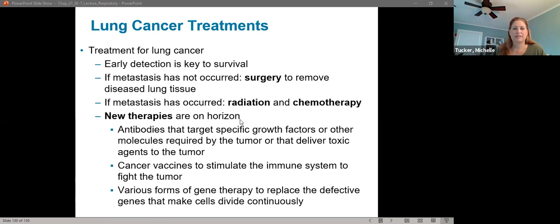Lung cancer treatments: early detection is the key to survival. Possibly surgery, radiation, chemotherapy. New therapies are on the horizon. That ends our lecture for today.